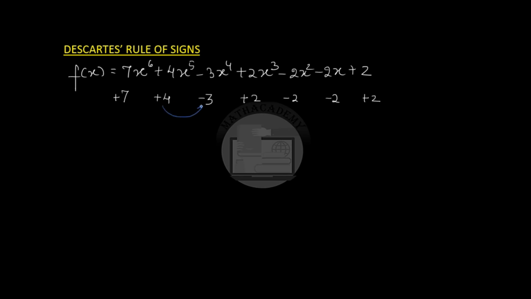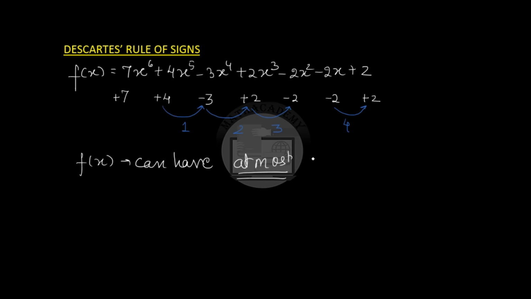Here a plus changes to a minus, so one sign change. Then a minus changes to a plus, a second sign change. Plus changes to a minus, a third sign change. Then a fourth sign change happens here. So basically there are 4 sign changes in f of x. And the Descartes rule of sign says that the above function f of x can have at most 4 positive real roots.